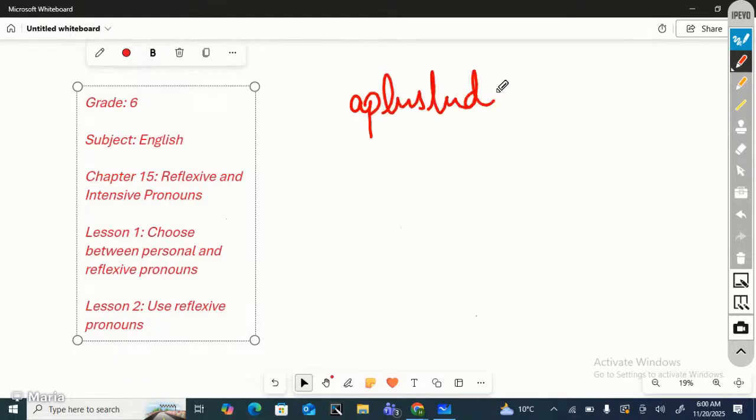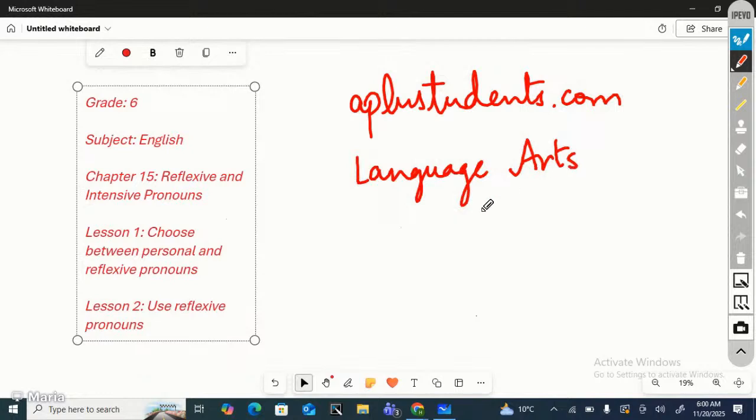Log into aplusstudents.com. Then go to Language Arts section and open Grade 6.